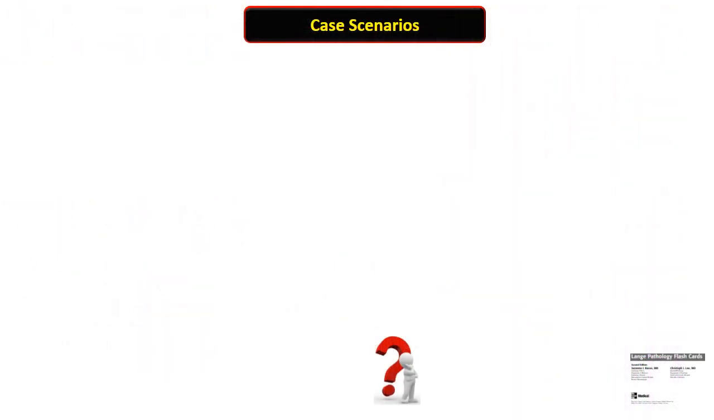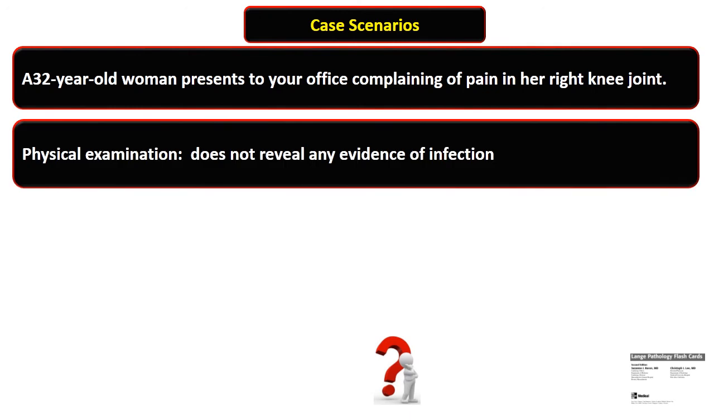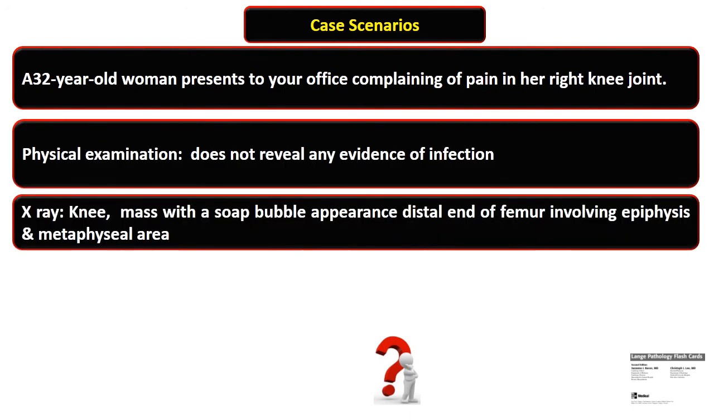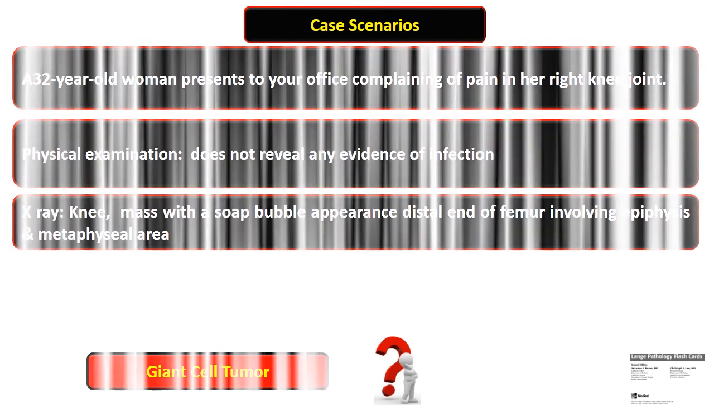Now, returning to the case scenario we discussed at the start of this video, a 32-year-old woman presents to your office complaining of pain in her right knee joint. Physical examination revealed no evidence of infection, and X-ray showed a mass in the knee with a soap bubble appearance at the distal end of the femur involving the epiphysis and metaphyseal area. The diagnosis of this case probably is giant cell tumor.